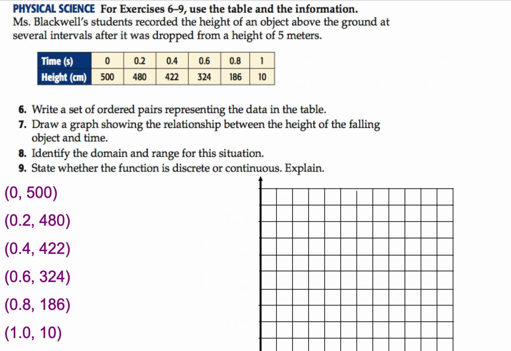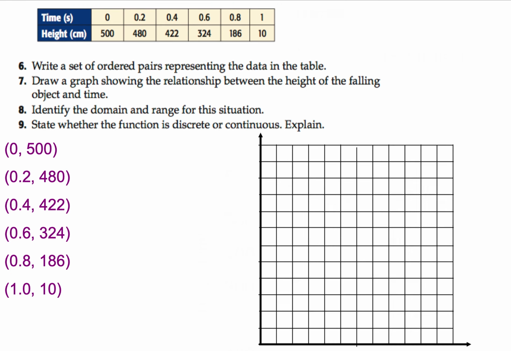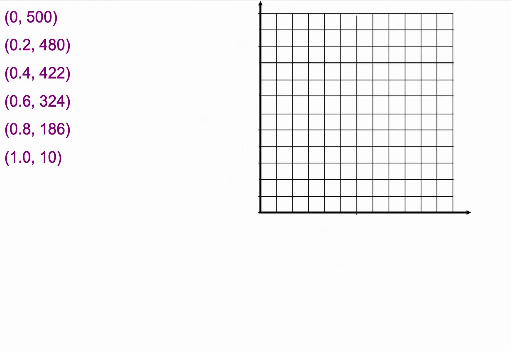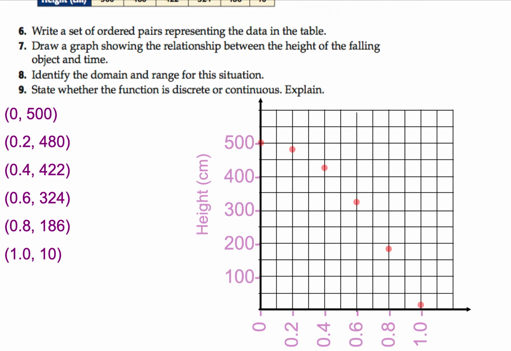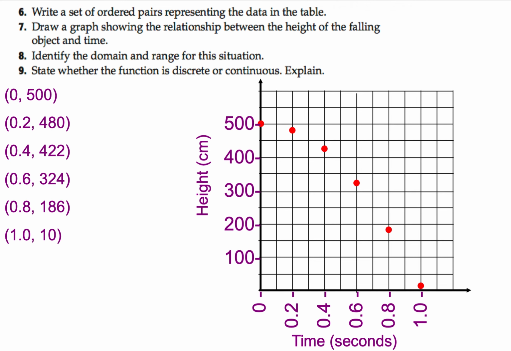Number 7, draw a graph showing the relationship between height of the following object and time. So I'm going to go ahead and scroll that up a little bit. And there we go. It looks like at 0 seconds it's 500, and it does have a nice little curve down, so it's not linear. It asks us to identify the domain and range of this function.